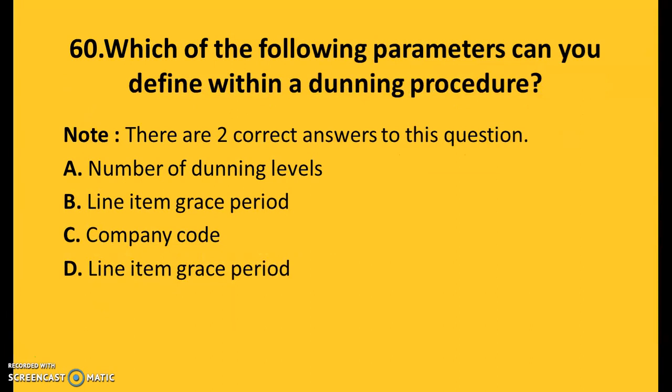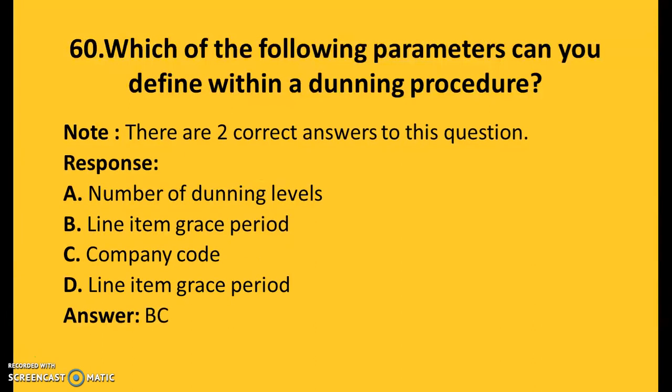Which of the following parameters can you define within a dunning procedure? So there are two correct answers for this question. So number of dunning levels, B, line item grace period, C, company code, and D, line item grace period. So the answers are B and C, line item grace period and company code.